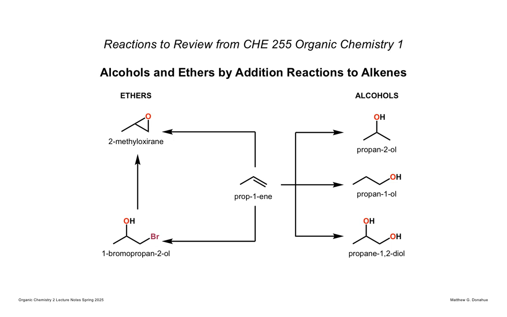So reactions to review from Organic 1. We have a common starting material here, propene. So we learned about taking that alkene and making alcohols. So the first one here, this would be, say, H3O+. This is hydration. So notice that gives you a secondary alcohol.